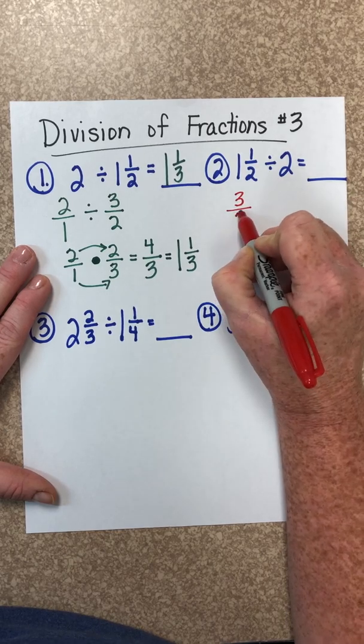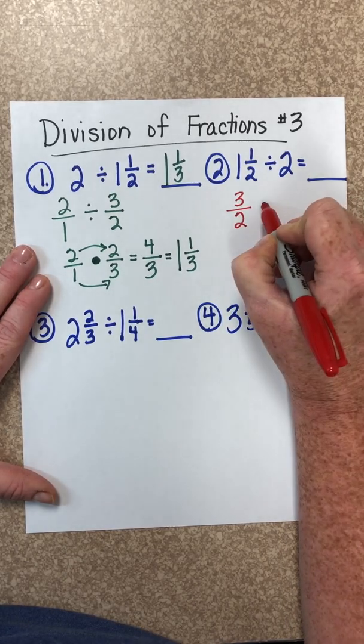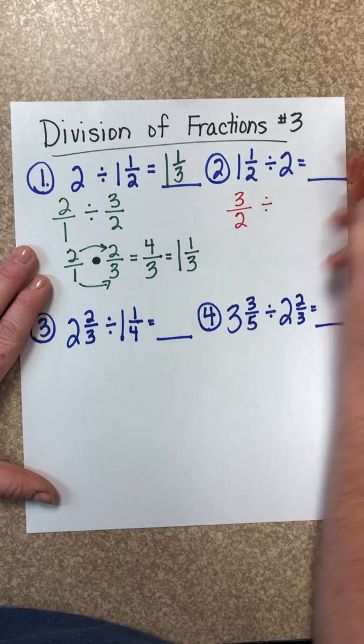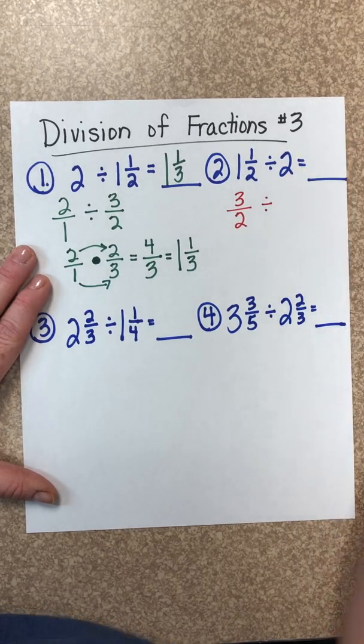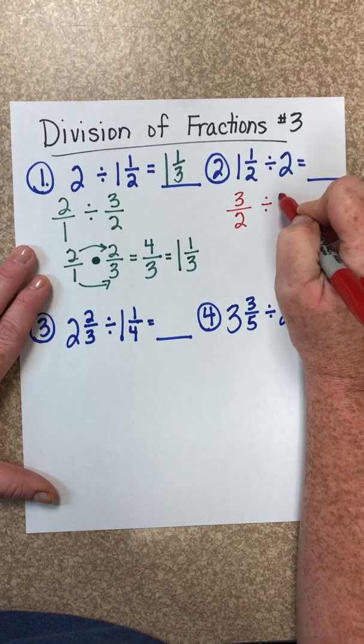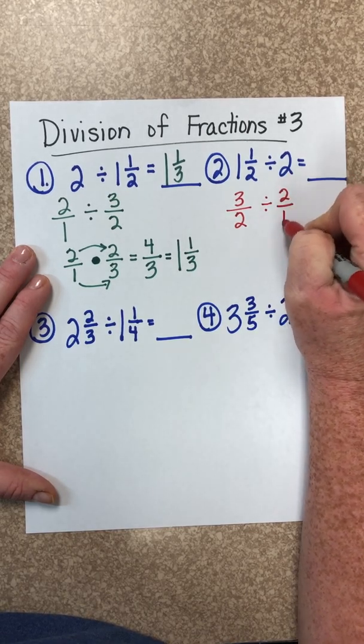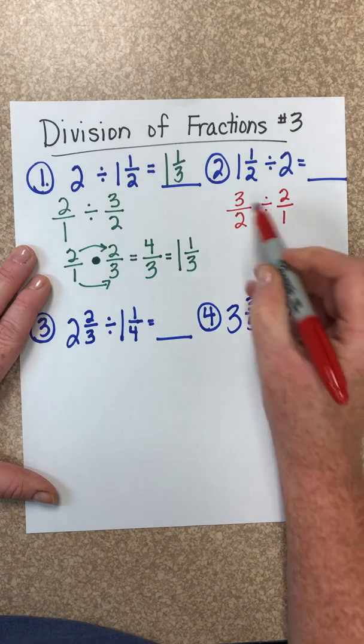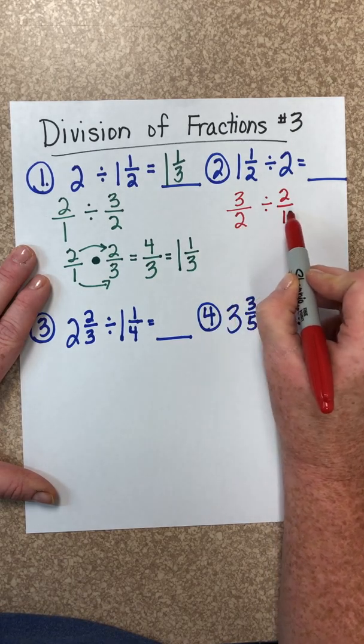and keep the denominator. And I'm going to keep this sign for just a moment so I can work with this. This is a whole number, and I need to turn it into a fraction. So as a whole number, all I need to do is put 1 under it. Now I can keep, change, flip.